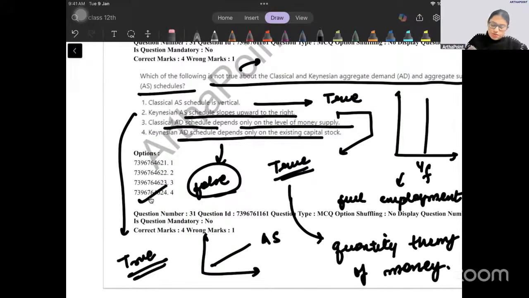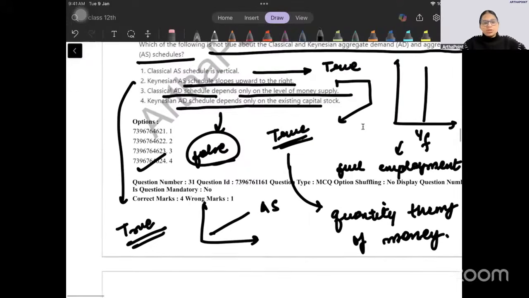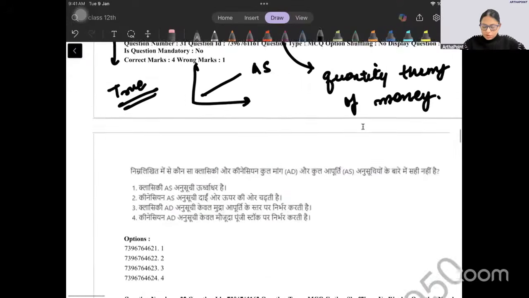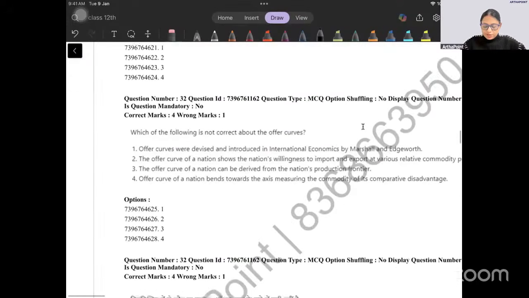So fourth one. Is it clear? Any doubt in this one? So Keynesian AD schedule depends on consumption, investment, government expenditure, net export, money condition, expectations of inflation. बहुत सारी चीजों पे depend करता है, right? So fourth one is the wrong answer. Okay. Come to the next one.